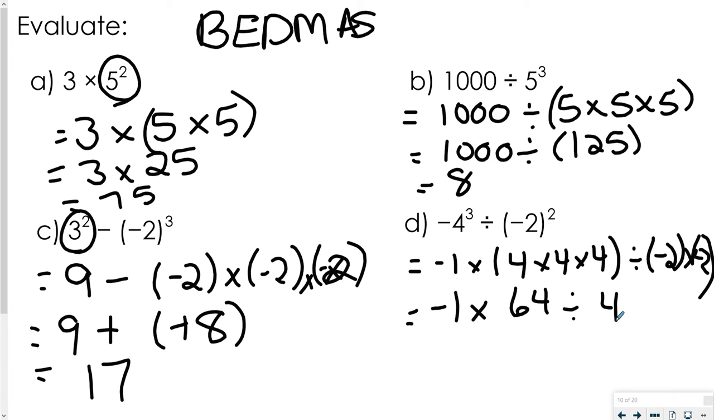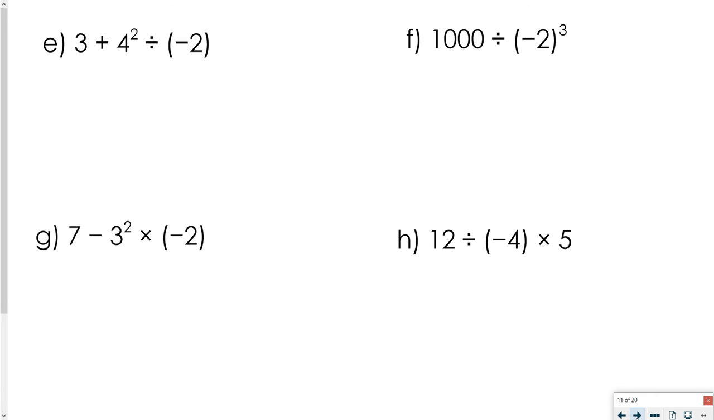Order of operations says I do whatever comes first, so I get negative 64 divided by 4, which is 16. So 64 divided by 4 is 16. There's one negative in there, so my answer should be negative. Okay, some more.